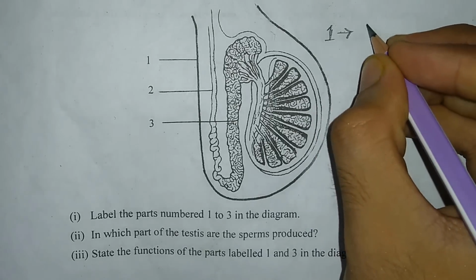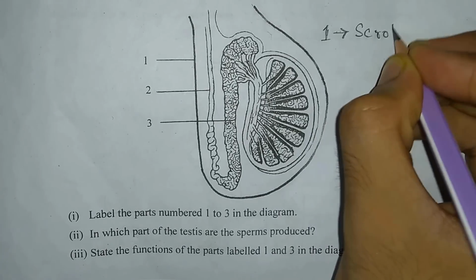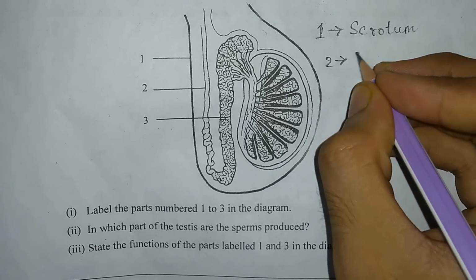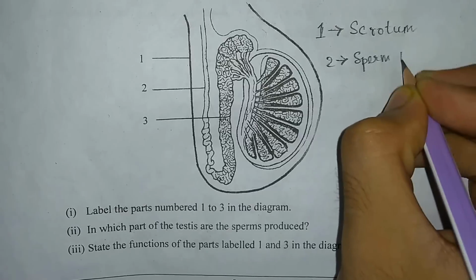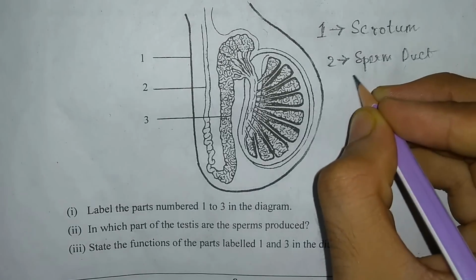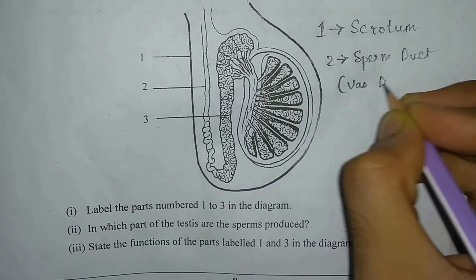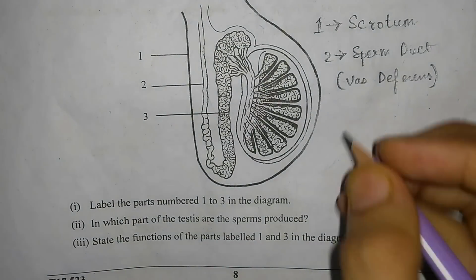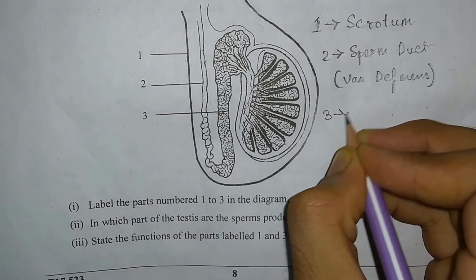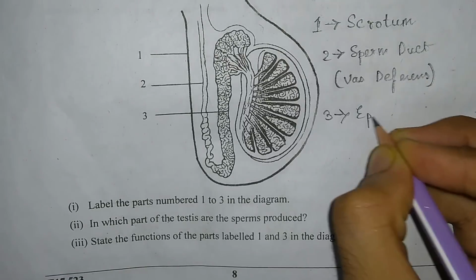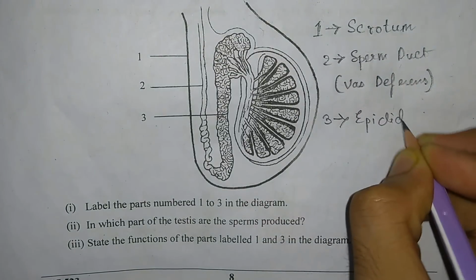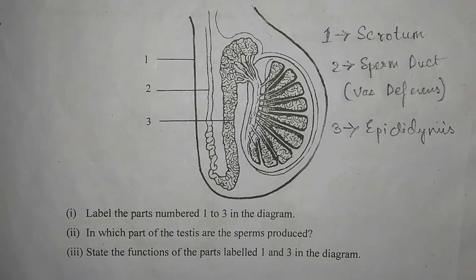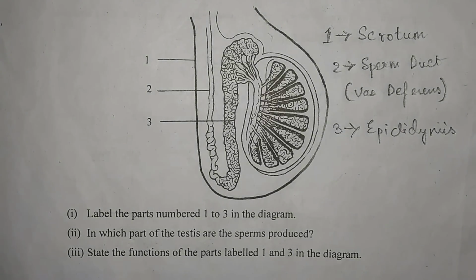Number 1 is scrotum. Number 2 is sperm duct. You can also call it vas deferens. Not difference, it's deferens. And number 3 is epididymis. Hard spellings. I never liked spellings in my life.